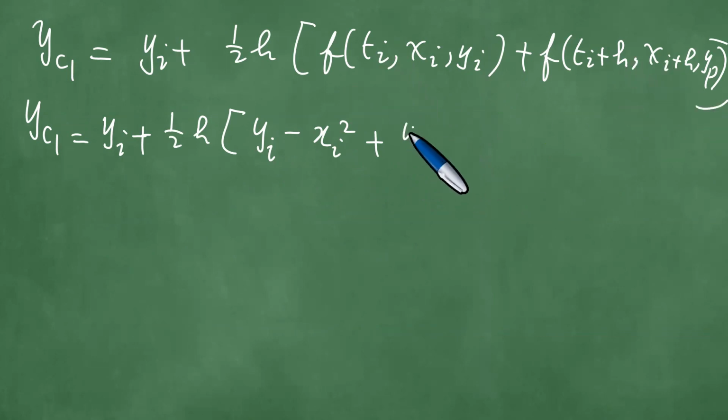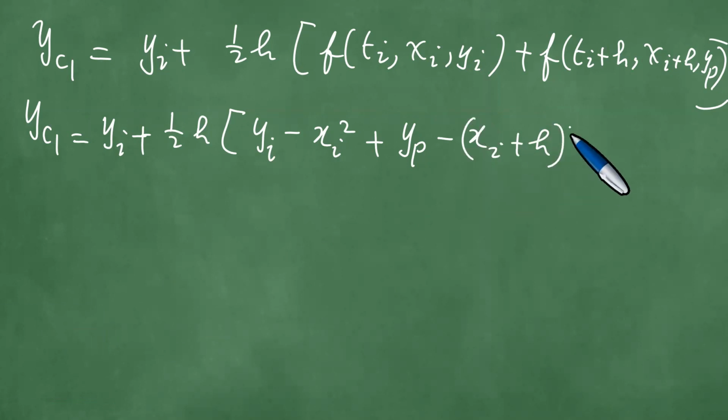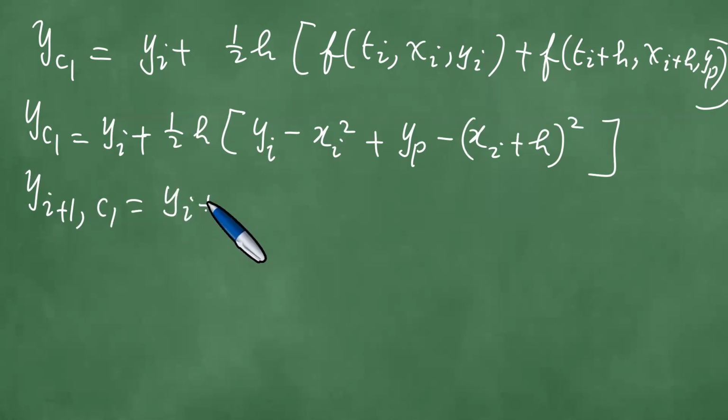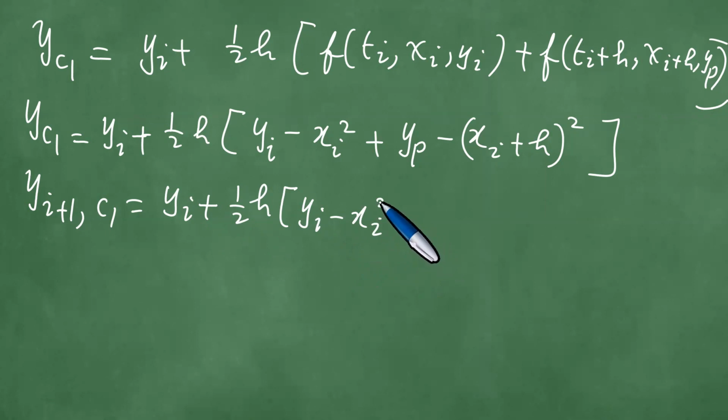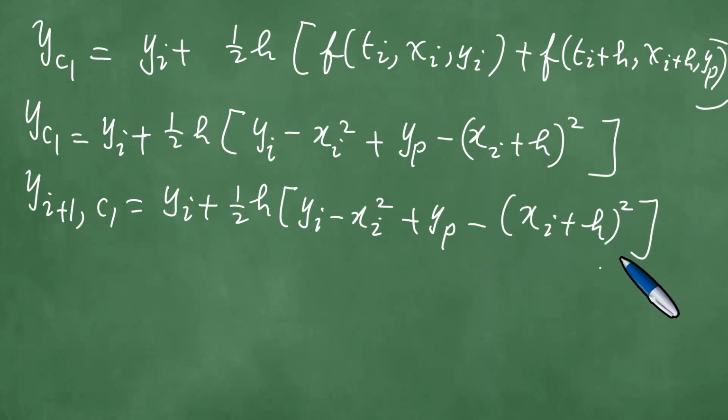There's no t. So it's going to be yp minus xi plus h, right, so xi plus h, and then the xi plus h is squared. Okay, like so. Now we write things like this, but as we said, this one is used to obtain the yi plus 1. So you have this one plus that, and then yi minus xi squared plus yp minus xi plus h. You have that.